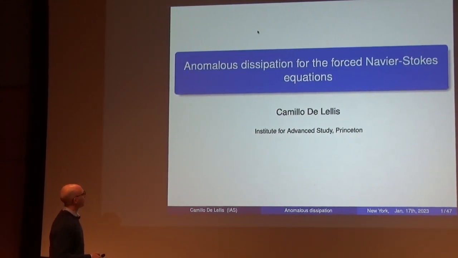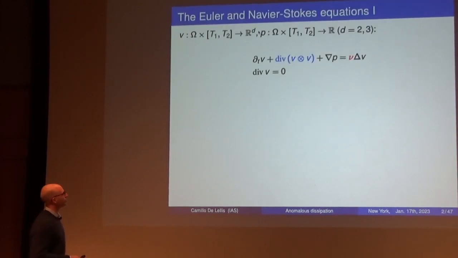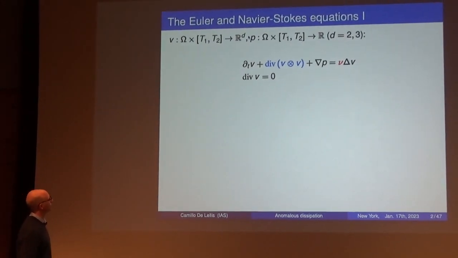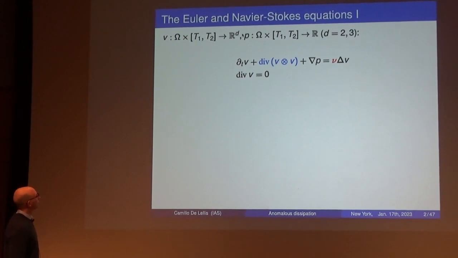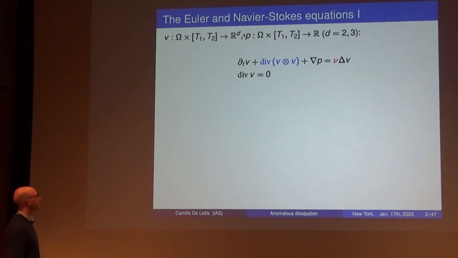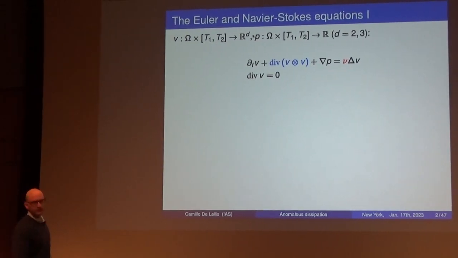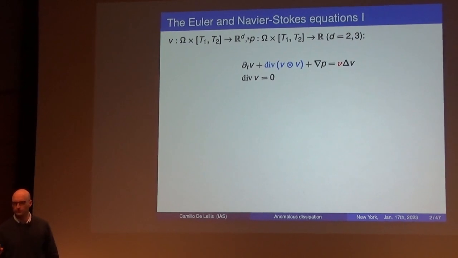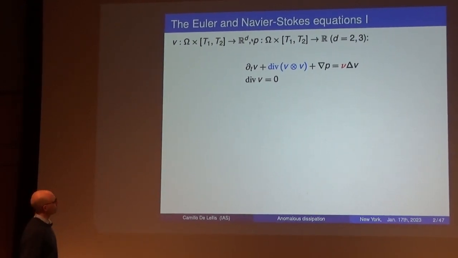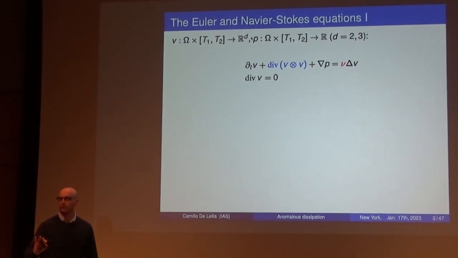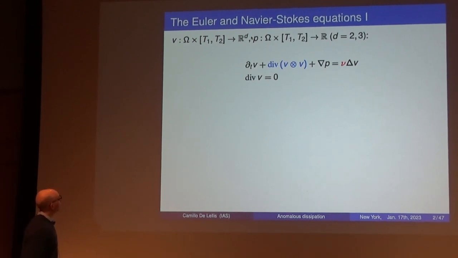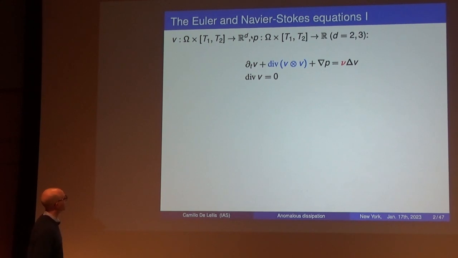Either way, the talk is going to be about the Navier-Stokes and Euler equations, which I'm writing for you over here. So V is a vector field, which is defined on time and space. You have to think of omega as a subset of the d-dimensional Euclidean space. d is either two or three. And actually, for the purpose of this talk, you can think that omega is the periodic torus. Okay. And the equations, you see them written over there. The first equation is encoding the conservation of momentum, and the second equation is encoding the conservation of mass.